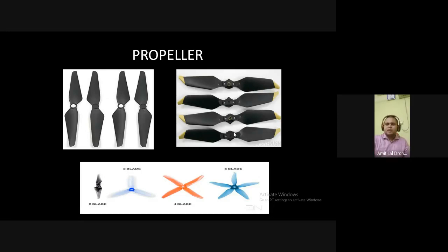When talking about propellers, you see different types of propellers. There are self-locking propellers, there are hub propellers, there are hubless propellers. For example, on this Mavic Mini, you see these are hubless propellers. They directly attach to the motor top, to the rotor.